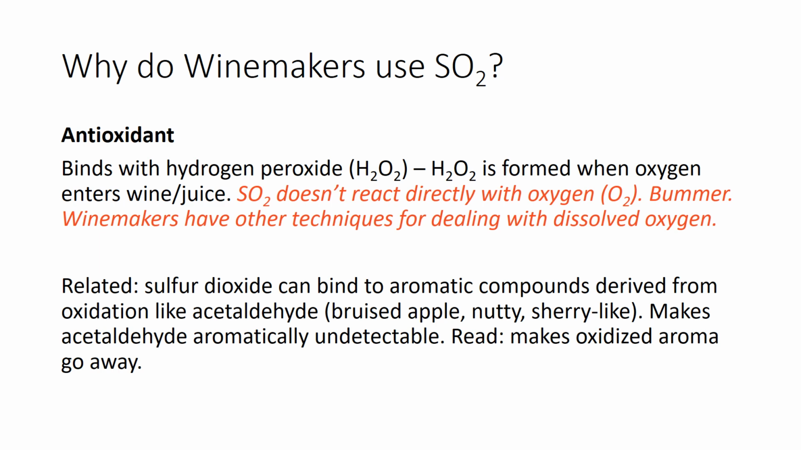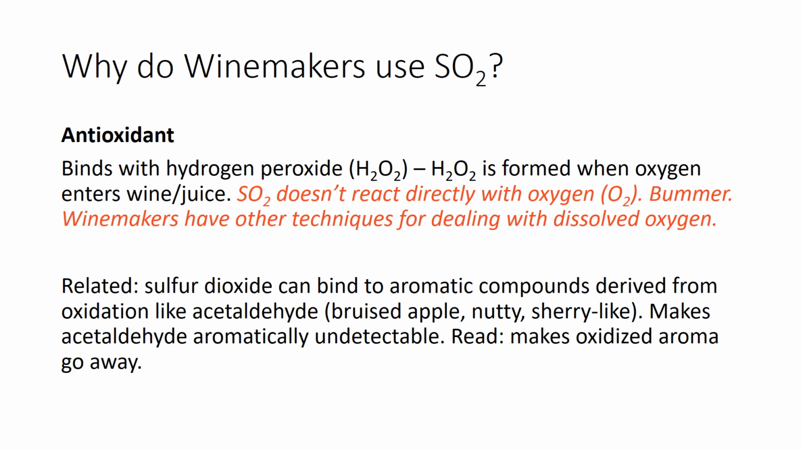Sulfur dioxide actually doesn't react directly with dissolved oxygen, which is kind of a bummer for us as winemakers. However, we have other techniques of dealing with dissolved oxygen. What sulfur dioxide does is it binds directly with hydrogen peroxide, and it stops the hydrogen peroxide from being an oxidizing wrecking ball in our wine. That hydrogen peroxide can go about and oxidize different compounds. For example, it could react with an ethanol molecule and turn it into acetaldehyde, which smells like bruised apple or nutty or sherry-like.